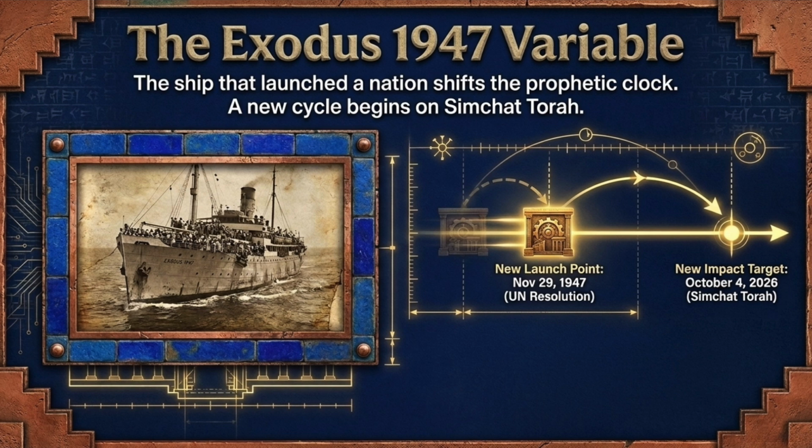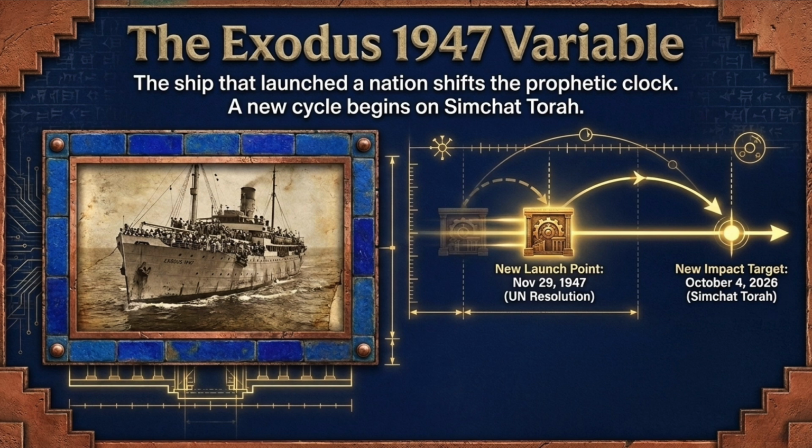So the study group looks at that history and asks a critical variable question. What if the 80-year clock didn't start on the day Israel officially declared independence in May 1948, but on the day the UN actually passed the resolution in November 1947, catalyzed by that ship? Exactly. If you run that variable, adding the 80 prophetic years to November 29, 1947, the timeline shrinks. The clock runs out faster. It lands exactly on October 4, 2026.